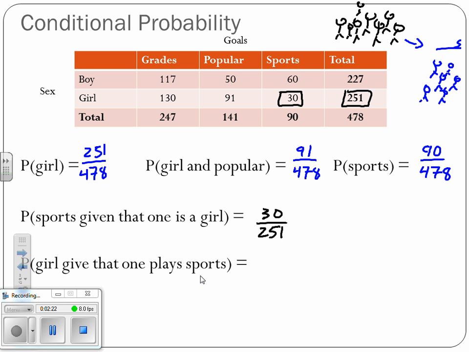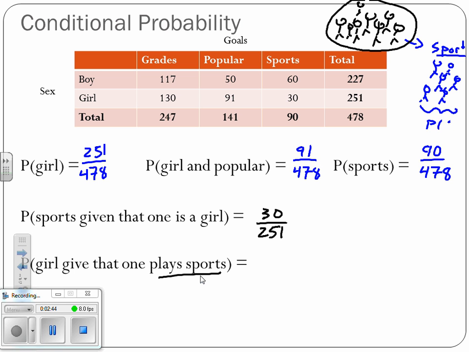How about the probability that they are a girl given that they play sports? Again, if you look at my crude example, we've taken the whole student population up here, and this time we've pulled out only the ones that play sports. So we said, all right, everybody that's focused on sports, come over here. And out of this group, we're now going to figure out how many of those folks are girls. So out of the sports folks, there are 90 of those, and there are 30 girls out of the 90.